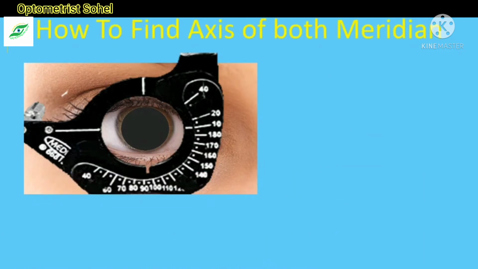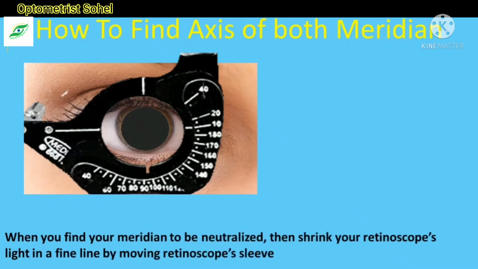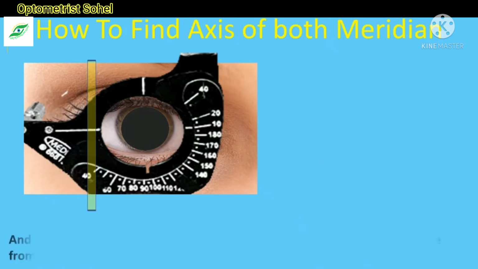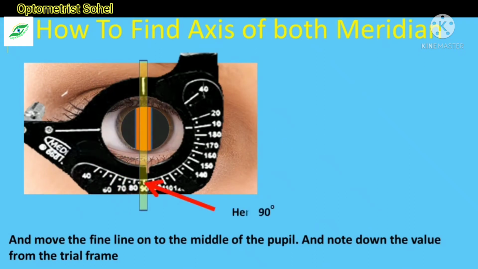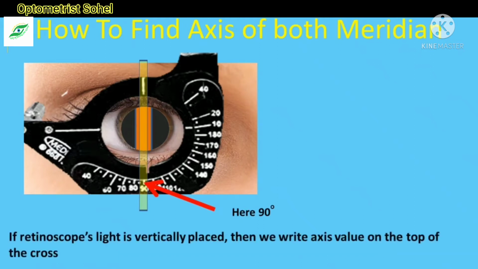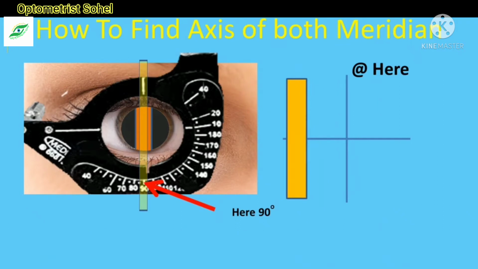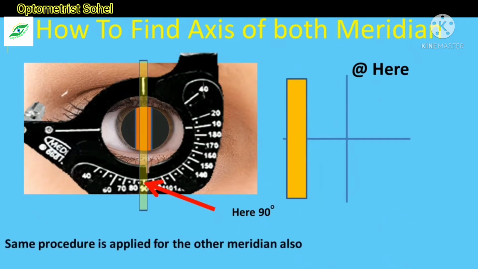How to find the axis of both meridians? When you find your meridian to be neutralized, then shrink your retinoscope's light into a fine line by moving the retinoscope sleeve, and move the fine line onto the middle of the pupil and note down the value from the trial frame. Here 90 degrees. If the retinoscope's light is vertically placed, then we write the axis value on the top of the cross. Here. Same procedure is applied for the other meridian also.